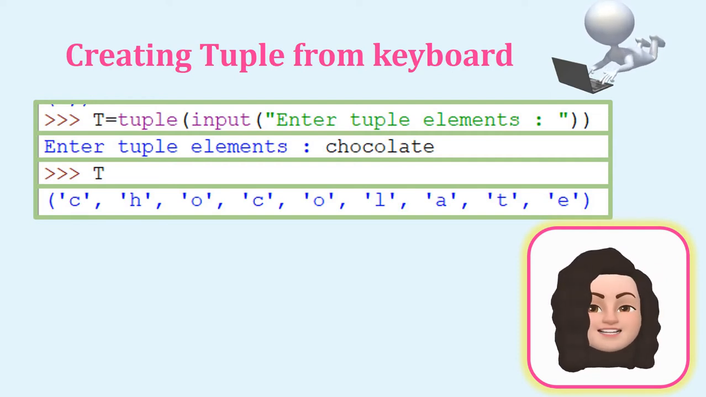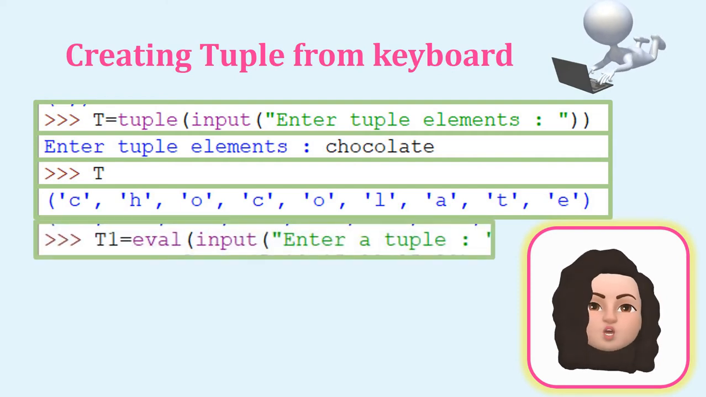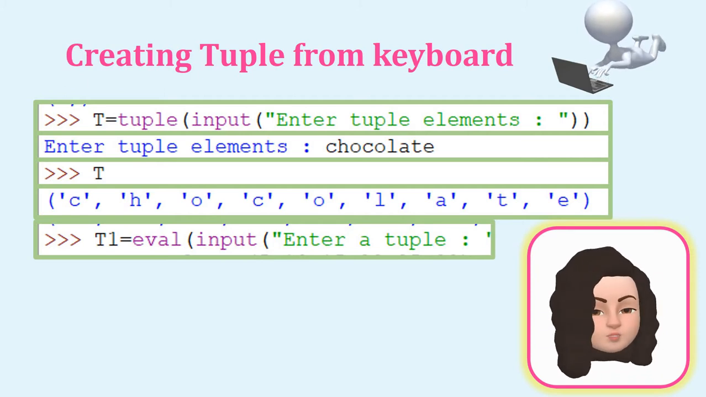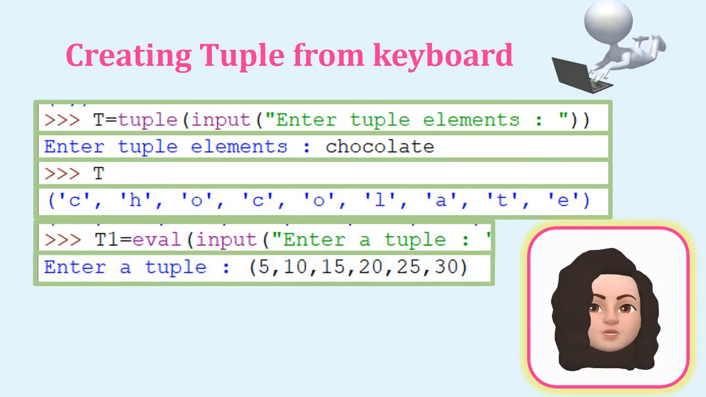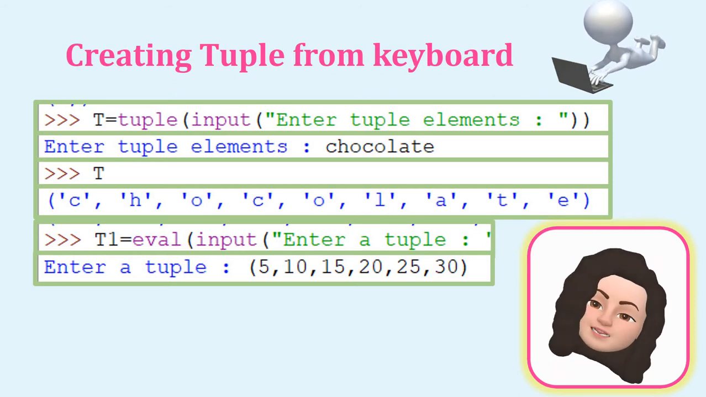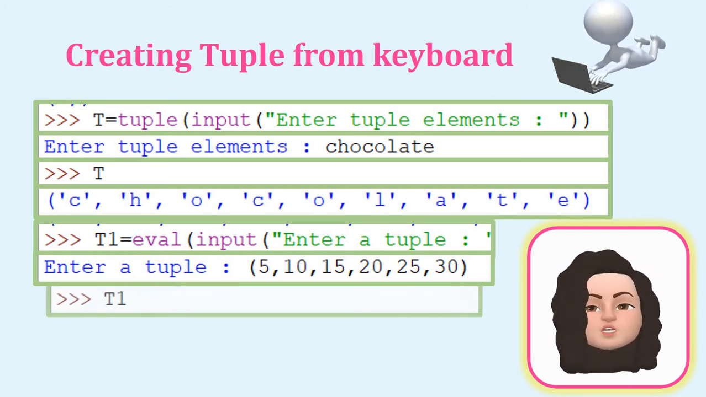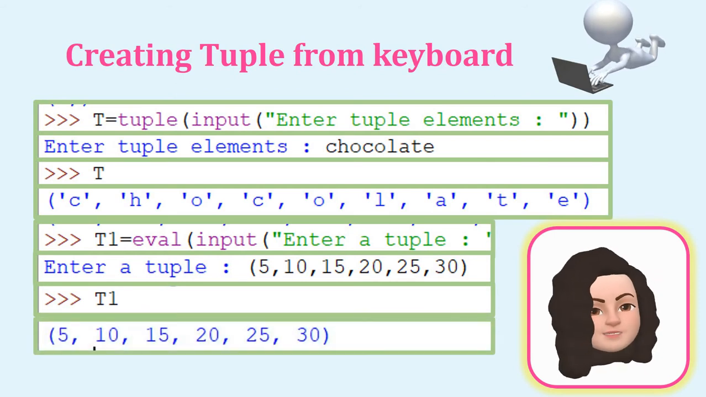The other one is the eval method. So t1 is equal to eval of input of, enter a tuple. So when the user is prompted with the message enter a tuple, the user can directly give the input in tuple form itself. Okay, so with the tuple function, it is not necessary to give it in tuple form, but with eval you can directly give it as a tuple. So your output will be a tuple.